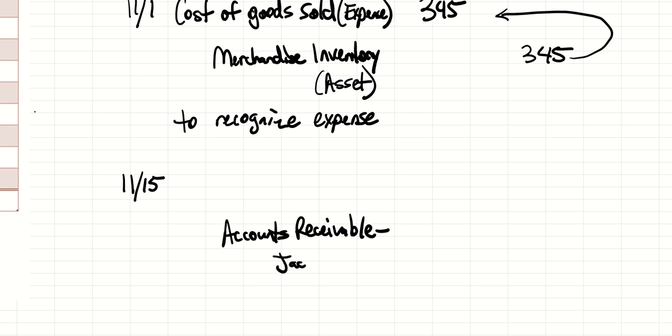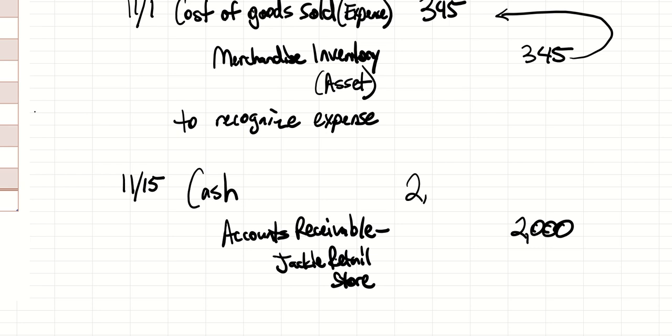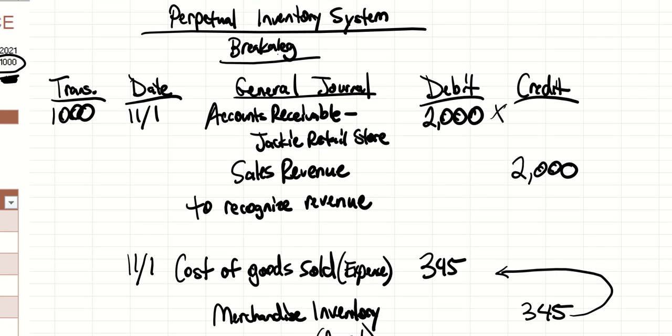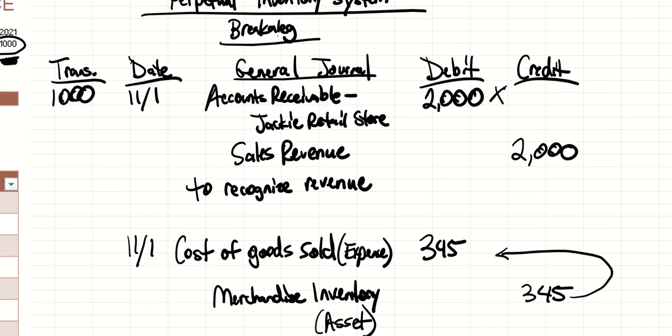It's going to be Jackie Retail Store. You're crediting that account by $2,000. Why? Because Jackie made the cash payment. So since the cash payment was received, cash is going to be debited for that same amount. So you're just eliminating this balance here in the receivable that was recorded on November 1st.